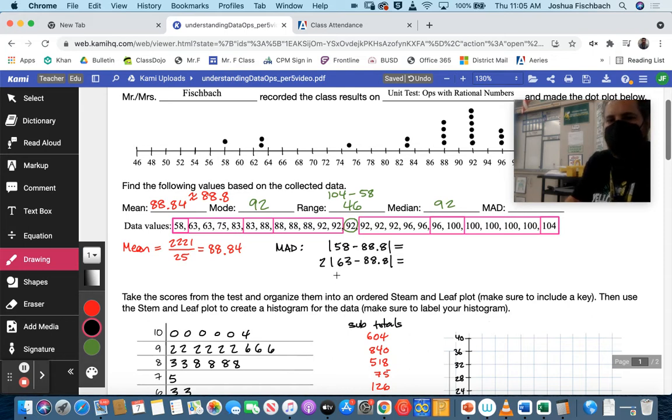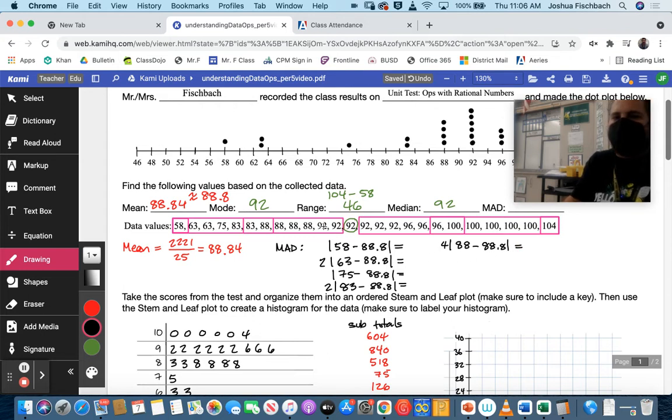Here we have 75, so that's going to be the absolute value of 75 minus 88.8. Then we have 83 that happens twice, so that's going to be the absolute value of 83 minus 88.8, and I'll put a little 2 on the outside so I can multiply that by 2. Then you have 88 that happened 4 times. So I'm going to put the absolute value of 88 minus the mean, 88.8, and put a little 4 on the outside, so we multiply that by 4.